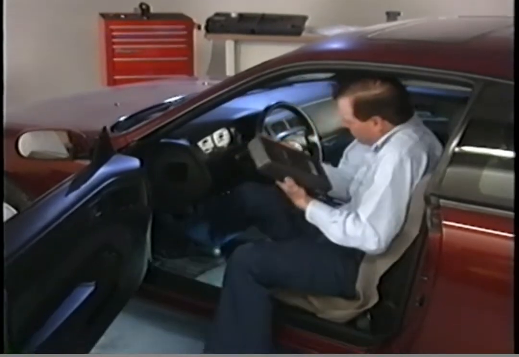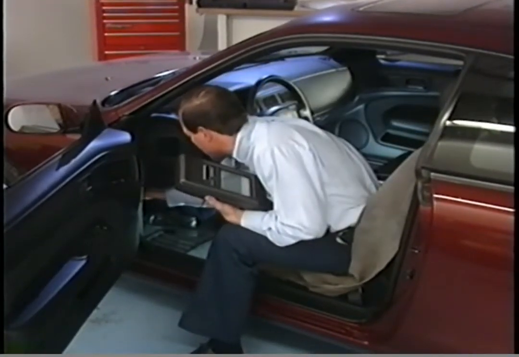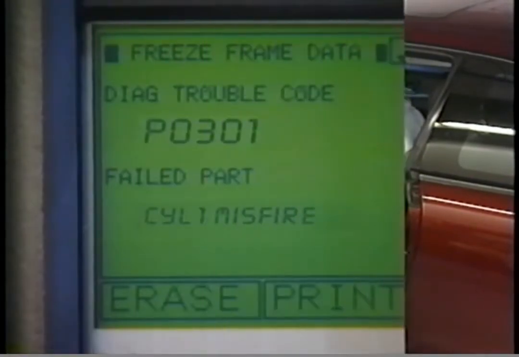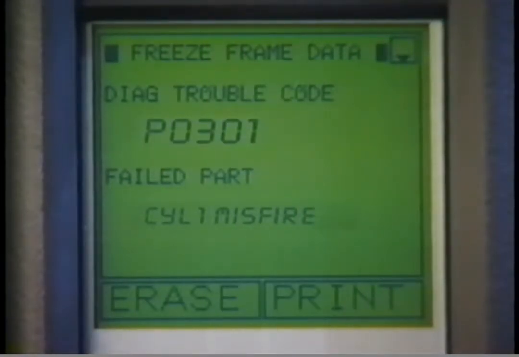After verifying the MIL was on, you connected Consult and found a DTC of P0301. This code indicated a misfire of cylinder number 1. For a cylinder misfire, the last digit indicates the number of the cylinder in question.